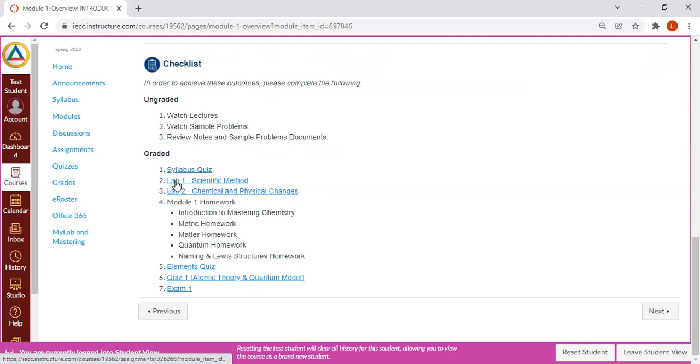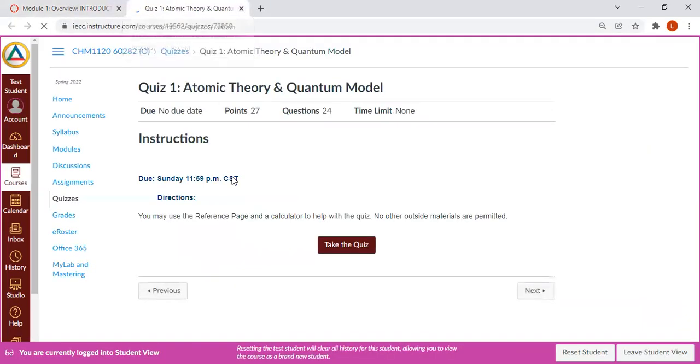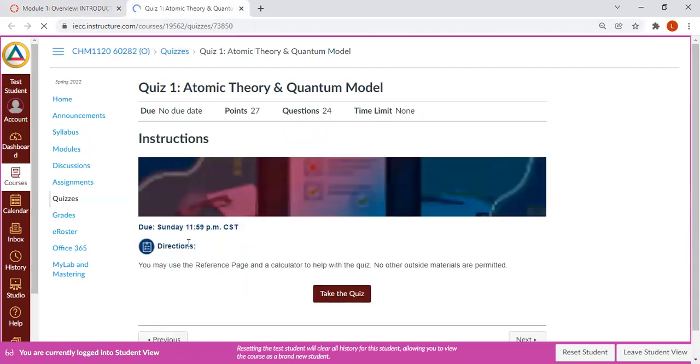Here are your first two labs. Lab 1, scientific method, lab 2, chemical and physical changes. The homeworks are in Mastering Chemistry, which I'll show you how to get to in just a second. Elements quiz, that is closed book. You're not allowed to use any notes or anything on that. Quiz 1, again, closed. You can't use anything on it. It gives you instructions. It says you can use the reference page and a calculator, and that's it.